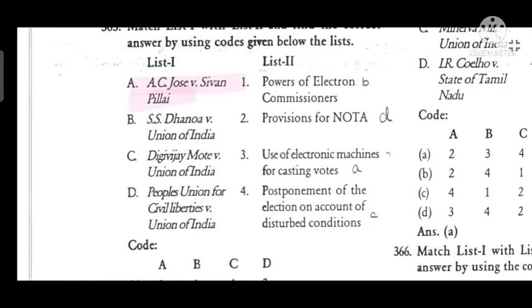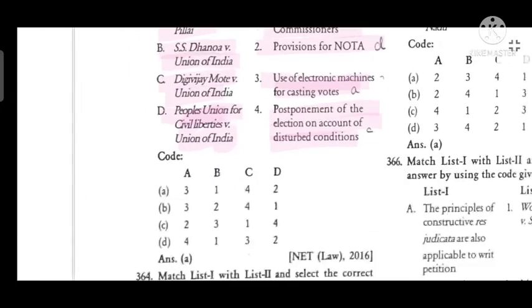A.C. Jose versus Sivan Pillai: use of electronic evidence for casting votes. T.N. Seshan versus Union of India: power of Election Commission. Digvijay Mote versus Union of India: postponement of election on account of disturbed conditions. People's Union for Civil Liberties versus Union of India: provision of NOTA.